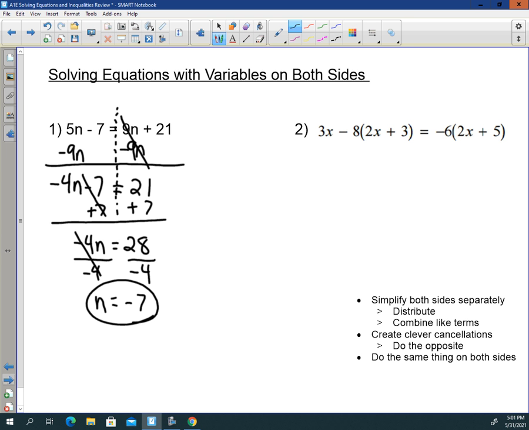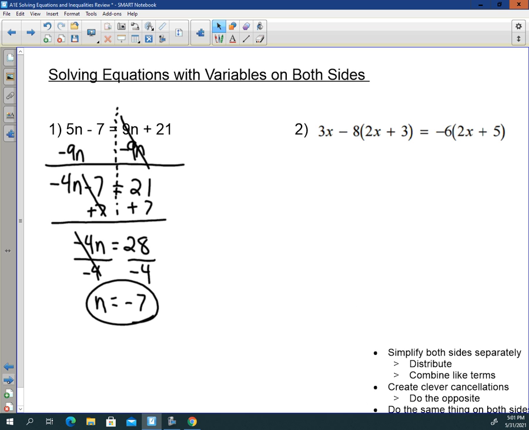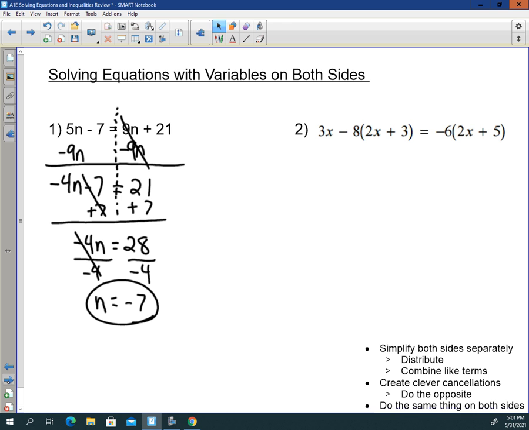All right, y'all. Here's a crazy one. Let's do this. This is going to be fun. Okay. So let's simplify both sides separately. When we're looking at the left, we have 3x minus 8 times 2x plus 3. We need to distribute because we have parentheses. But we can't distribute with the 3x because it's not right next to the parentheses, and so we're just going to bring it straight down.